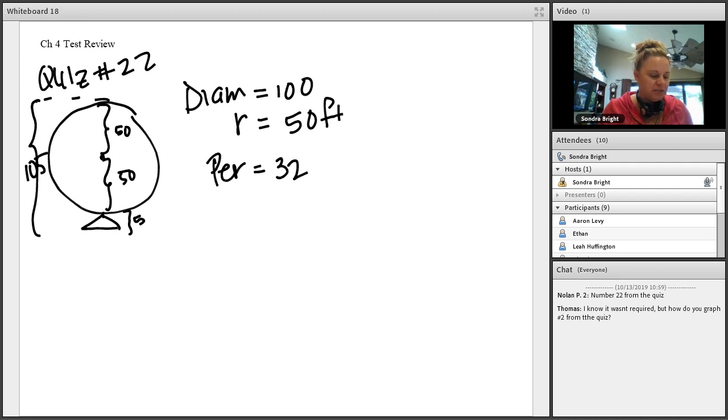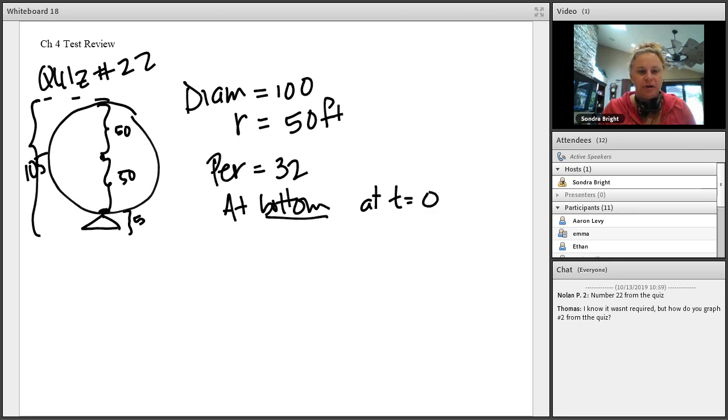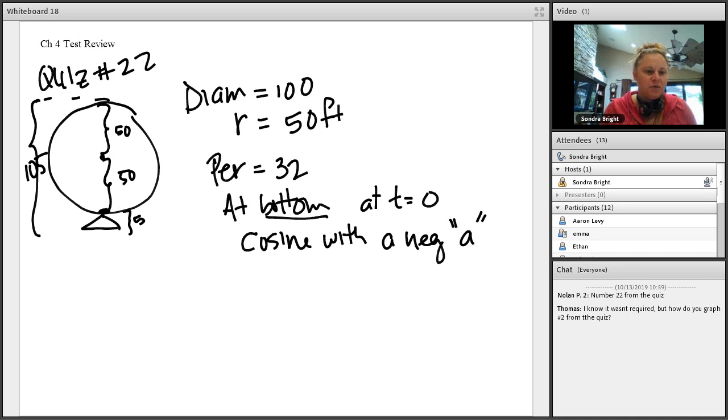And then express the height of the rider as a function of time if the rider's at the bottom. So at the bottom at t equals 0. All right, so at the bottom means if you're starting at the bottom here, you're going to use cosine and with a negative a value. Since you're starting at the bottom, your radius is going to be your a value. So a is how far up and down you move.